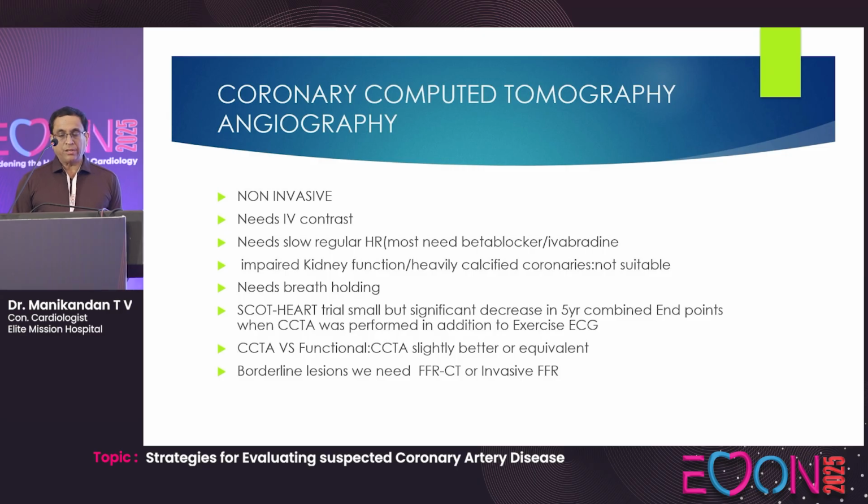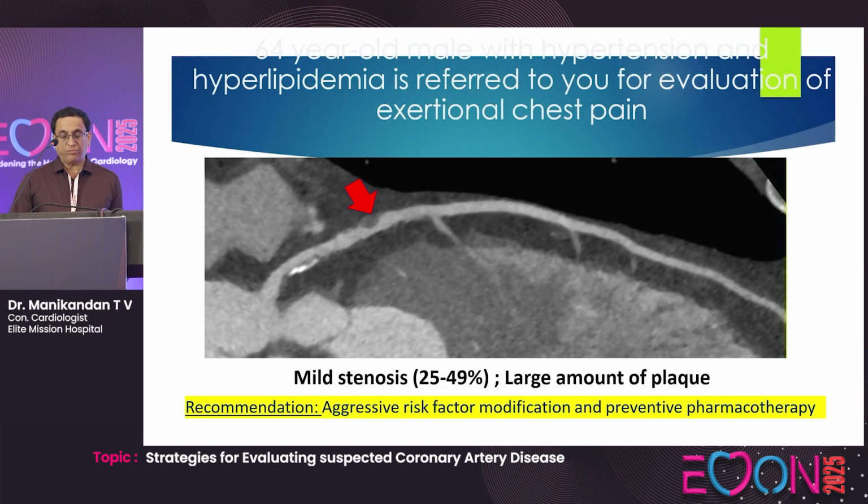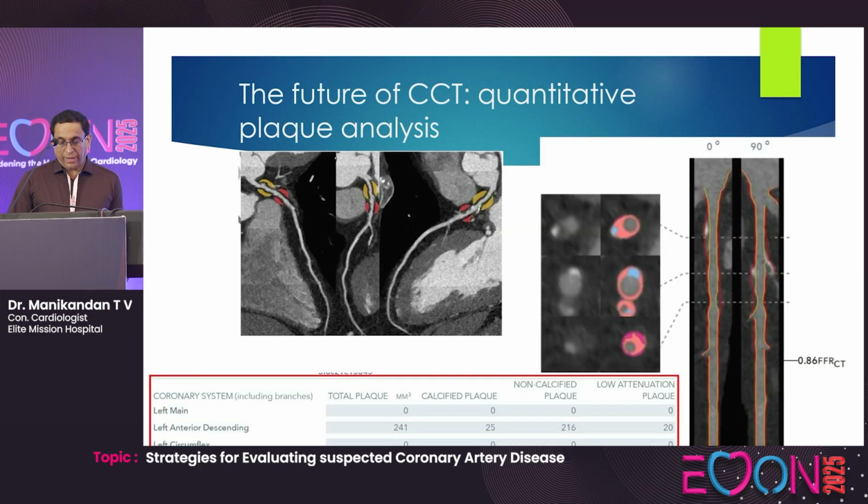This is a 68-year-old male, hypertensive, with dyslipidemia, and a borderline TMT test. The CT angiogram showed about 25 to 50% plaque, which needed aggressive risk factor modification and preventive pharmacology. If we had stopped at the TMT level, we would have missed this patient. In the future, quantitative plaque analysis can be done, and CT FFR is also coming up.